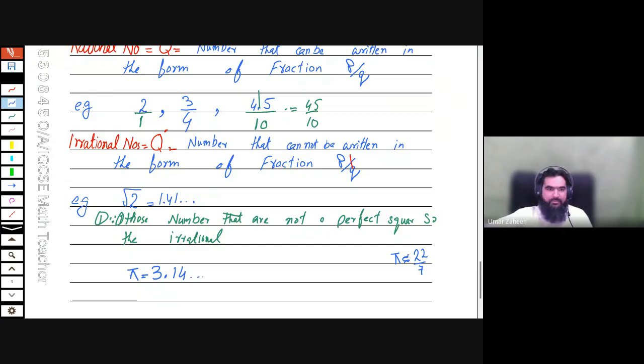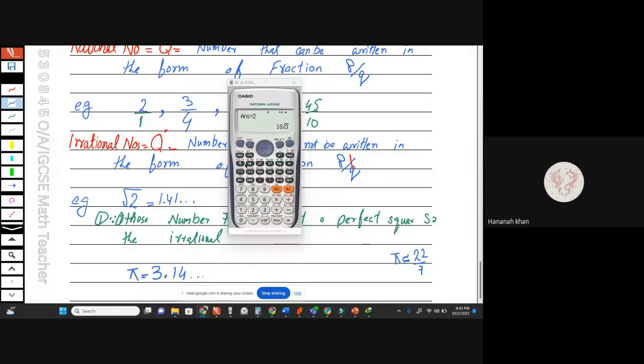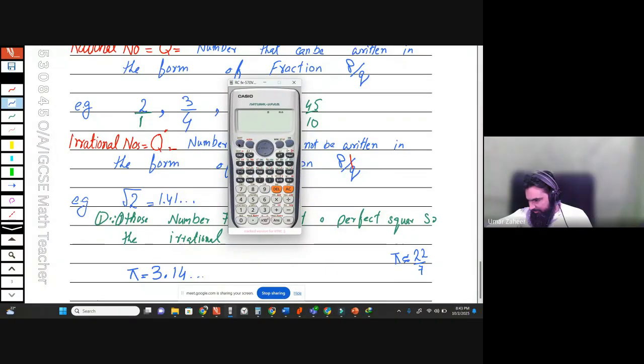One second, I will show my full screen. Just a minute. Yes, can you see my calculator? Yes, sir.